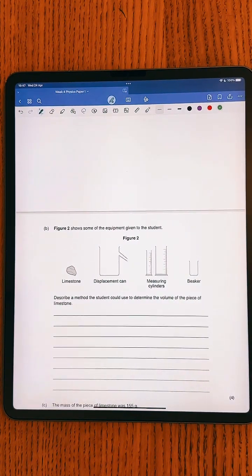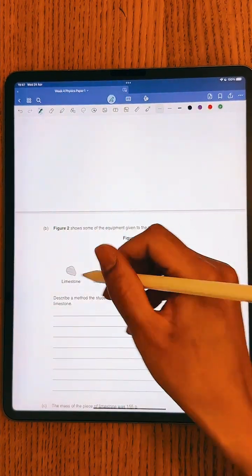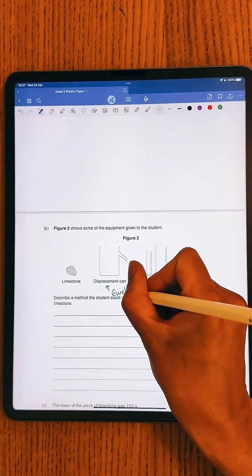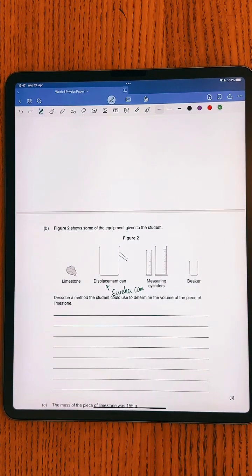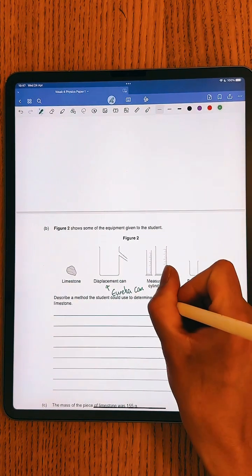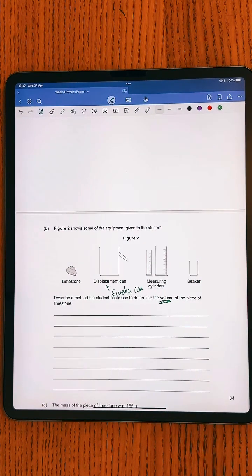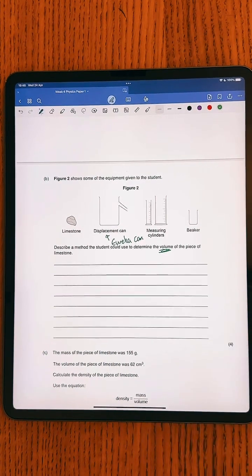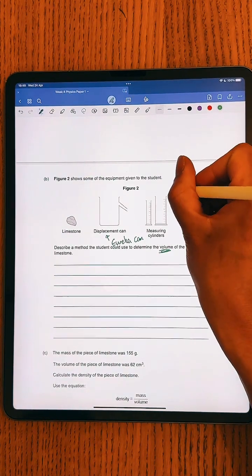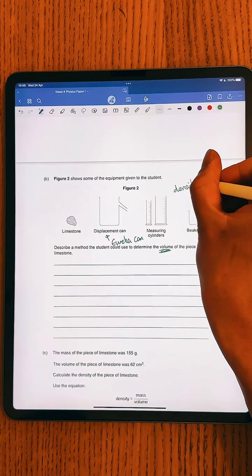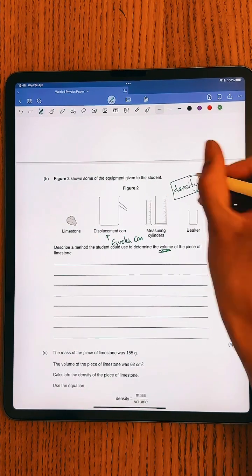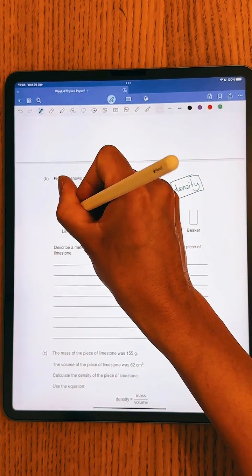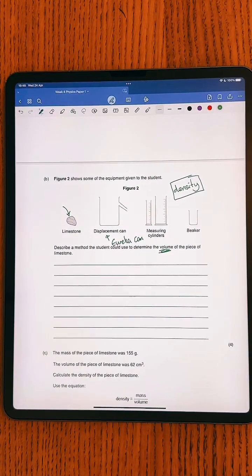B, okay, straight in with a 4 marker next. So we've got some equipment: limestone, so that's what we're going to try to find the volume of. We've got a displacement can. You might know this as a Eureka can. Measuring cylinders and a beaker, and it's asking us to determine the volume. It's not asking us for the whole practical. So this whole thing is a required practical. It's basically a practical where you need to work out the density of something. This is only asking half of the method. It's only asking you to work out the volume of a rock. How can you work out the volume of an irregular shape like limestone? How can you use this displacement can? Any ideas?